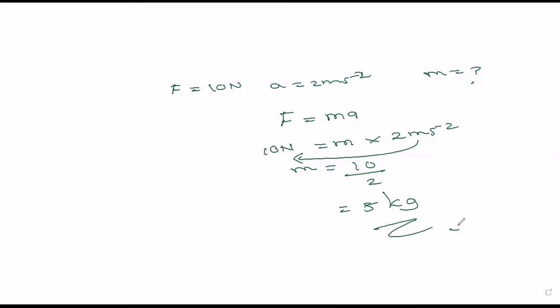So we are done with Newton's first law. We are done with Newton's second law. Now, children, let's go to Newton's third law. Newton's third law means, children, for every action, there is an equal and opposite reaction. For every action, there is an equal and opposite reaction.